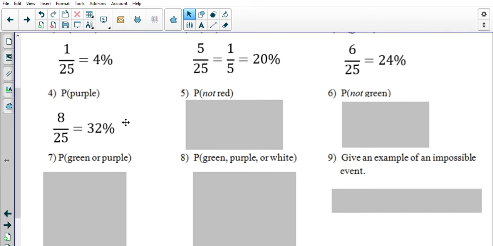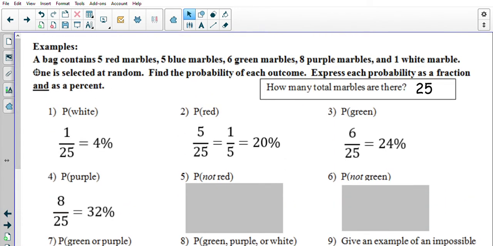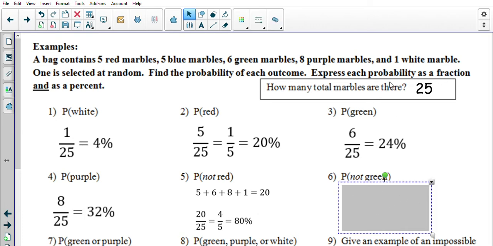Now, number 5, what's the probability of selecting a marble that's not red? We'll count up all the other colors, the blue, the green, the purple, and the white. And we will get 5 plus 6 plus 8 plus 1, which is 20 marbles out of 25. Reduce that to 4/5, which is 80%. Now, if you do the probability of red, that is 5 out of 25, which is 20%. And so for it not being red, not surprisingly, is 80%. They should total 100.